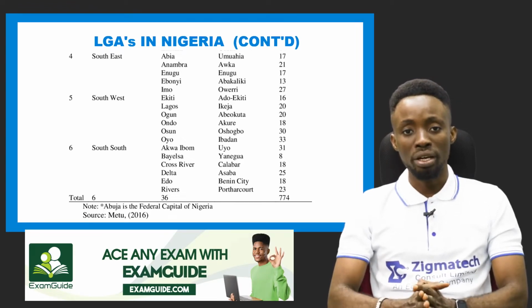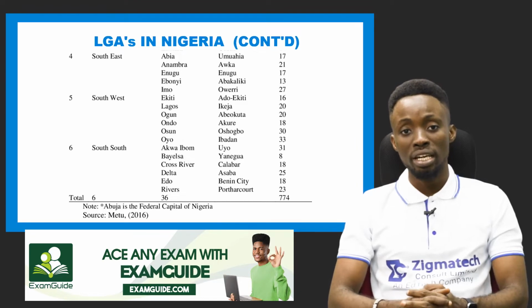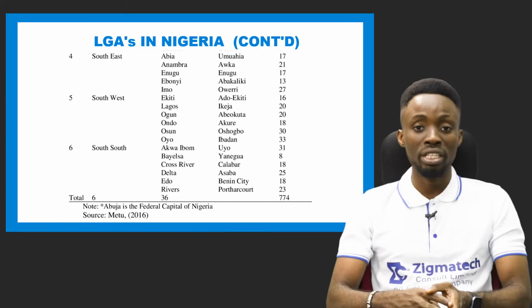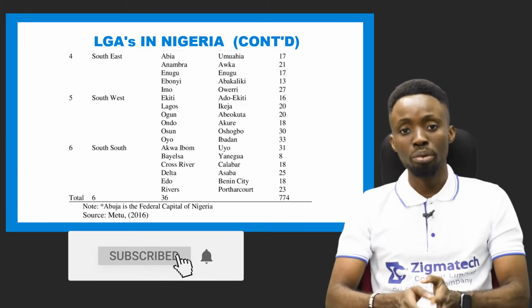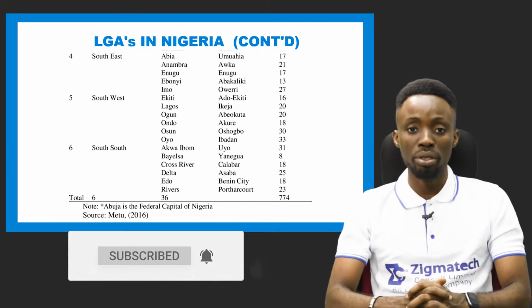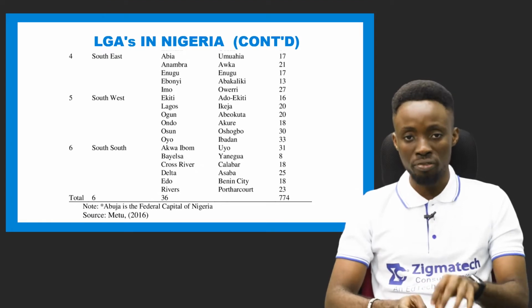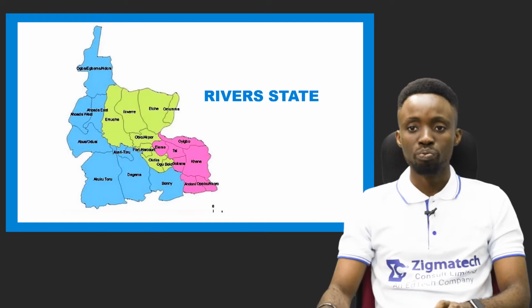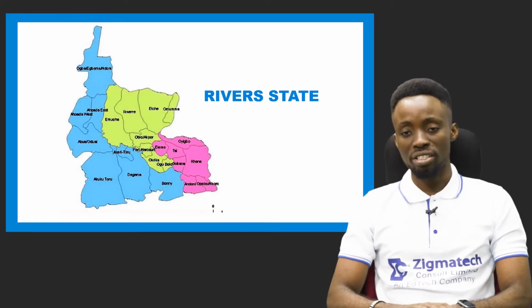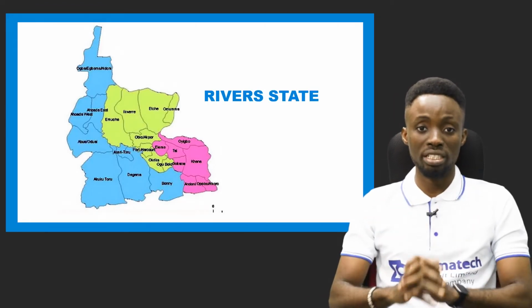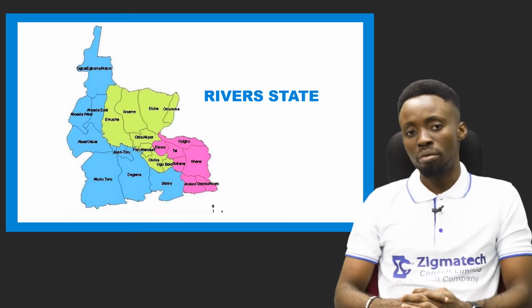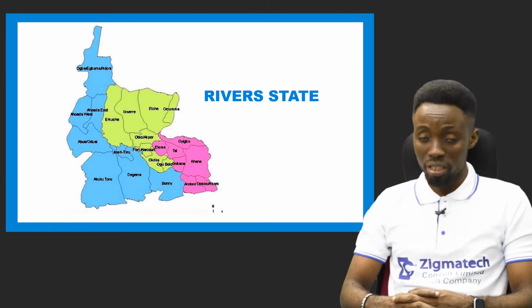Now, remember that Abuja is the capital of Nigeria. Previously, it was in Lagos, and before then, it was also in Calabar. So, Abuja is the current capital of the country, and is found right in the middle of Nigeria. So, let's consider Rivers State. Now, we've seen all the 36 states and their local government areas. Now, we are going to consider Rivers State in terms of what a state is.